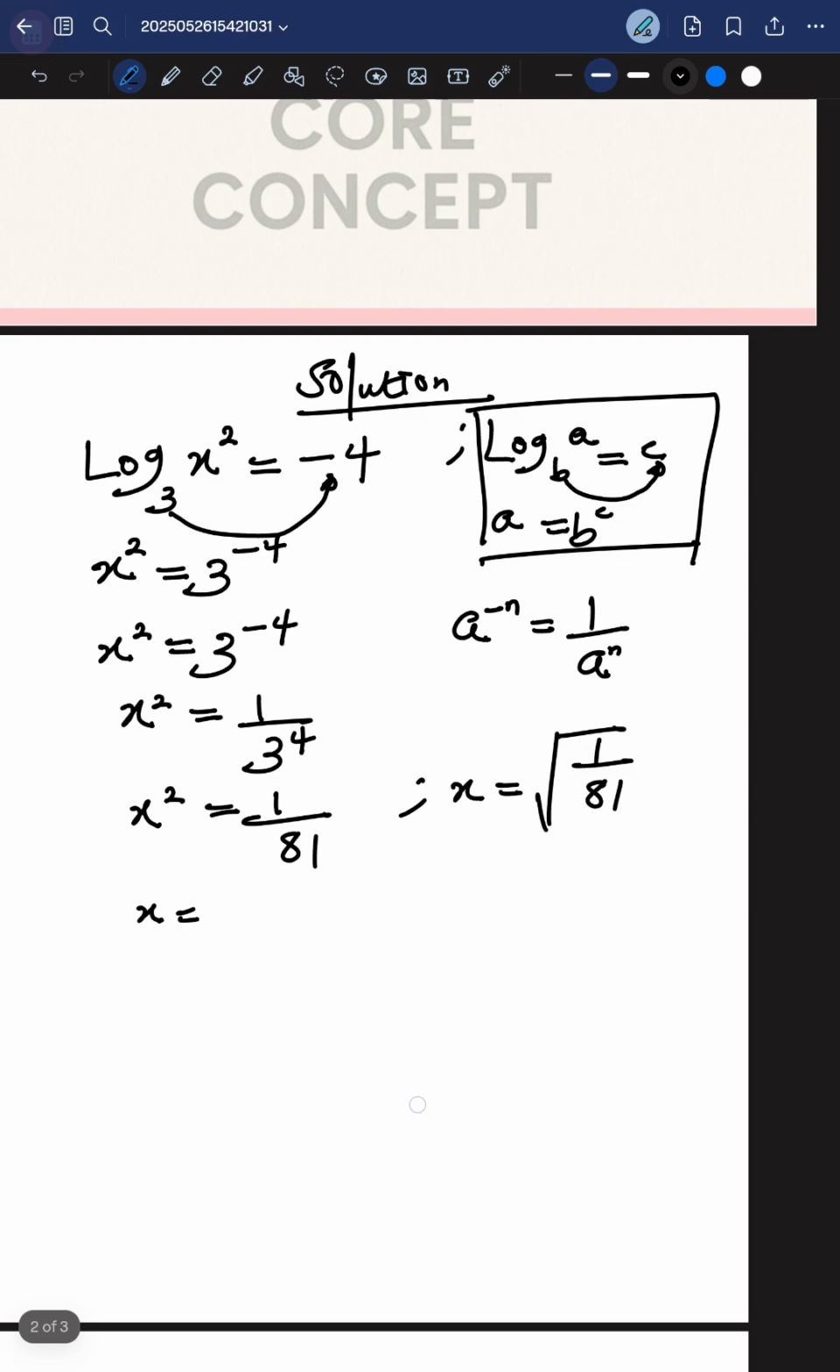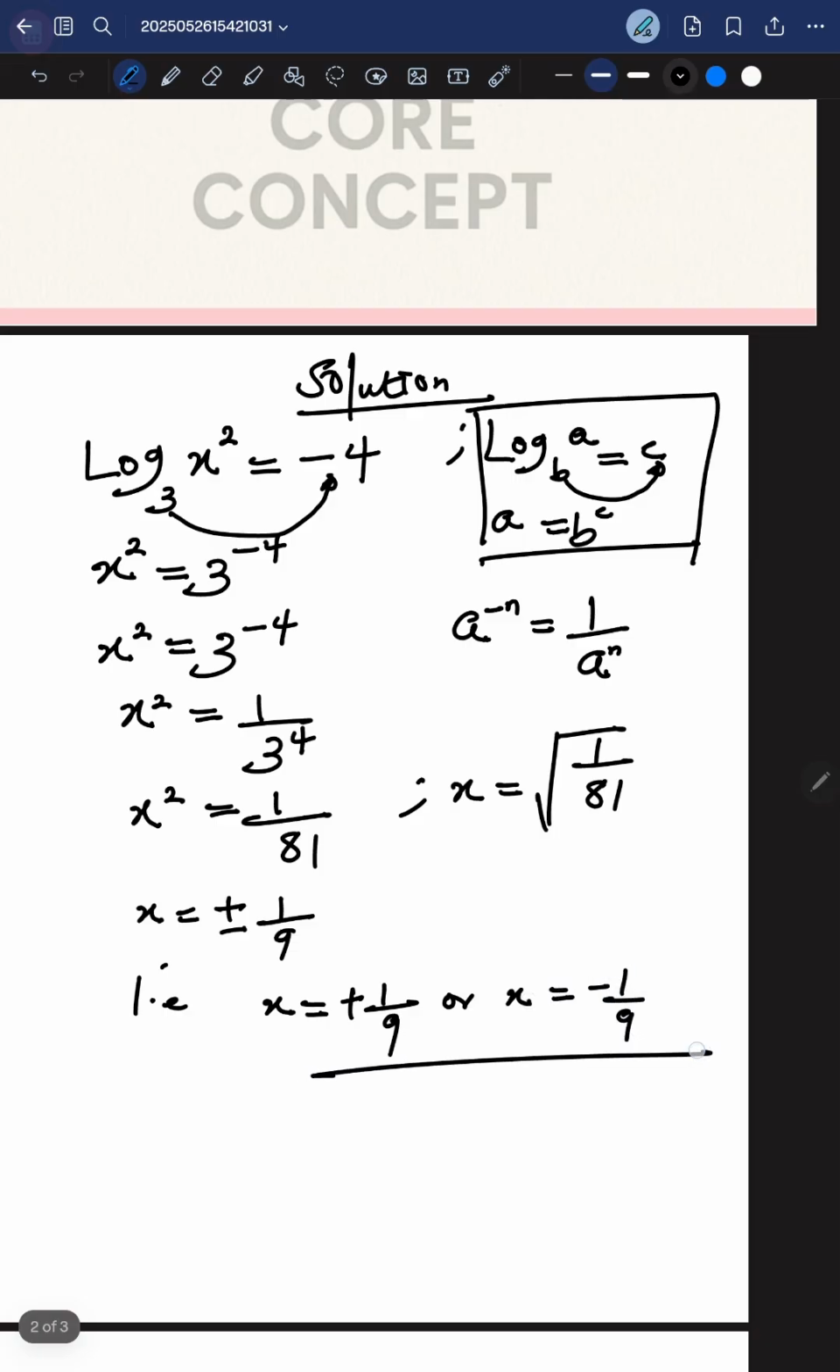All right, so that is plus or minus 1 divided by the square root of 81, which is 9. So my x can either be plus 1 over 9, or my x can also be minus 1 over 9. So that is the answer. You can have it to be plus or minus. So that is just the solution to that easy question.